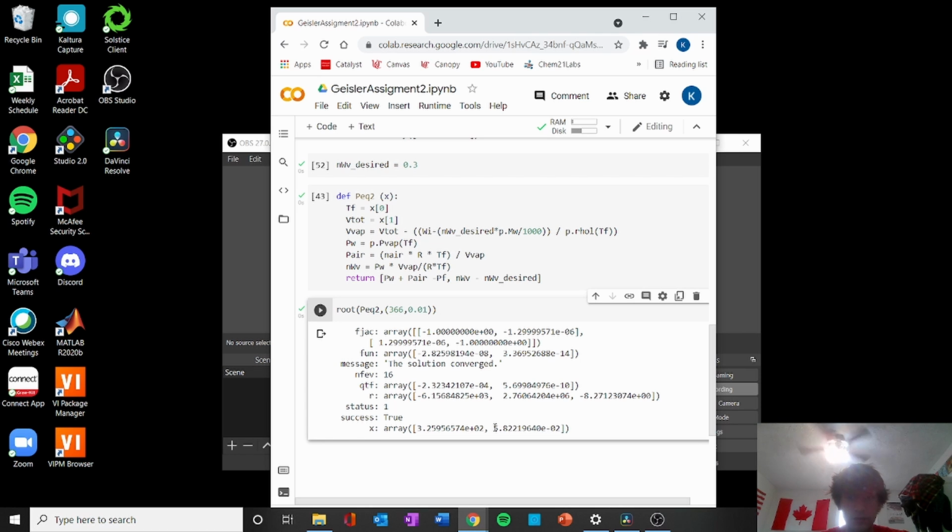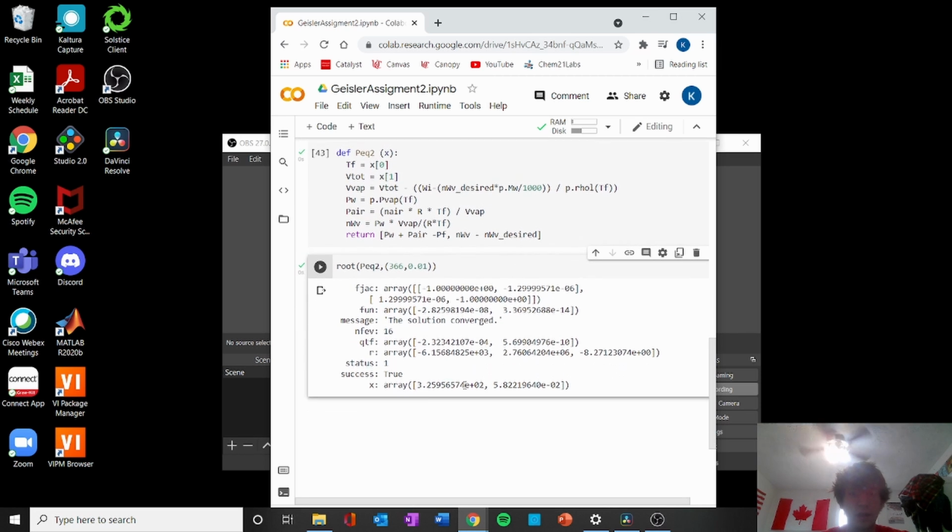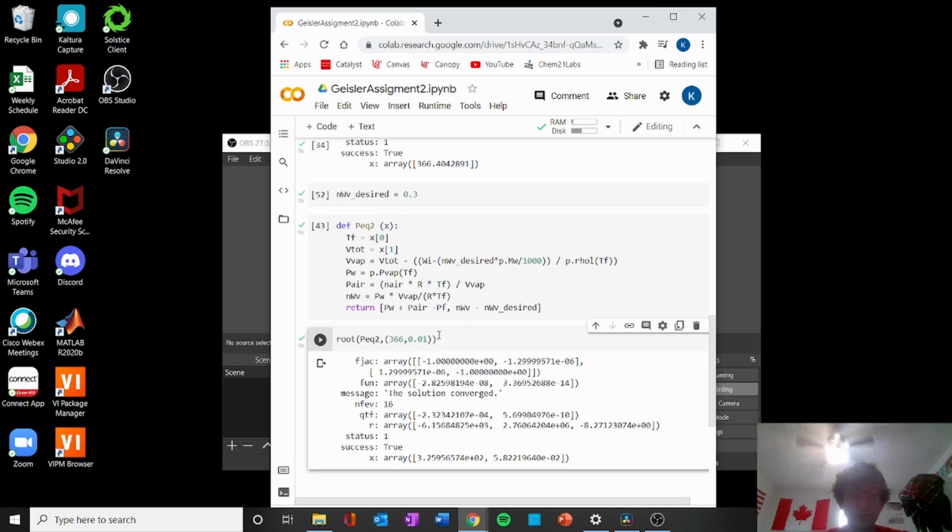We have 0.005, that's closer, and 325, that's closer to what we would rather have than what we had before, where our code wasn't working.